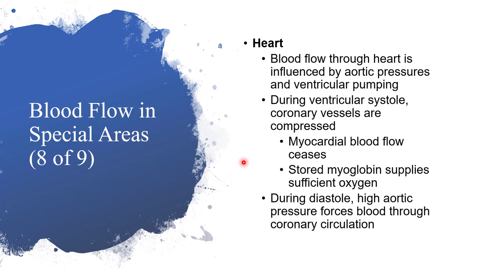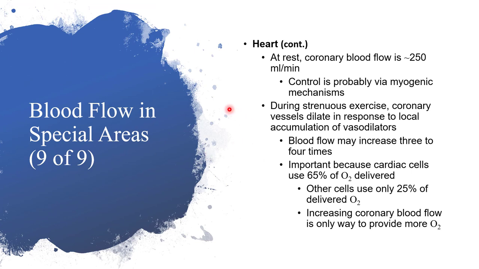Myocardial flow would cease because of this, but don't think that there's nothing feeding the tissue, because there is stored myoglobin that supplies oxygen to the heart muscle. And then during diastole, when the ventricles are relaxed, there's high aortic pressure that would force blood through the coronary circulation.